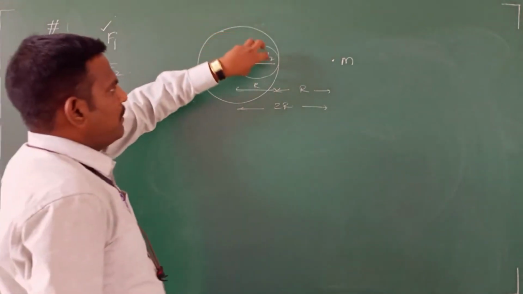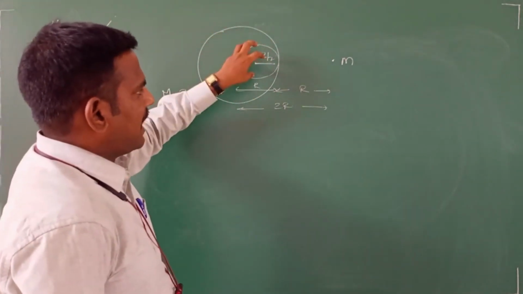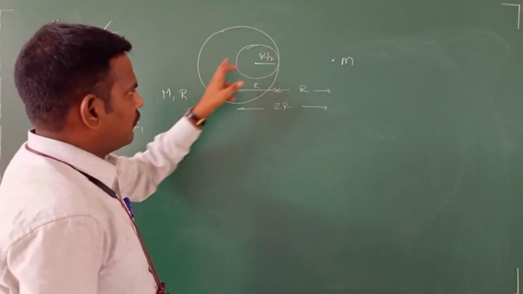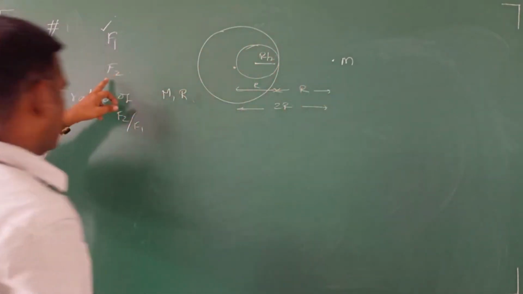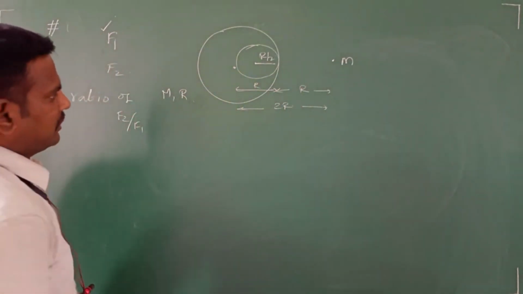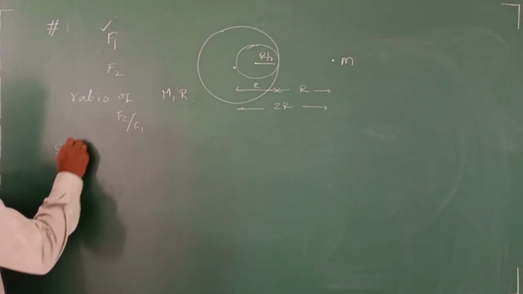Now what they have done is made one small cavity here, and that cavity has a radius of r by 2. Now in this situation, the force of attraction between them is F2. Now what is the ratio of F2 to F1? This is what the question asks. Okay, now we will start doing the sum.